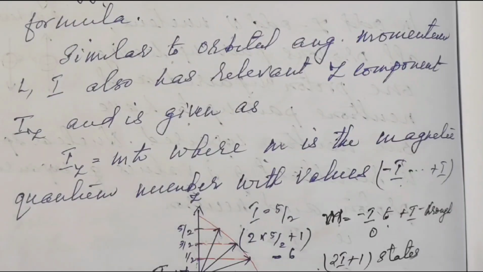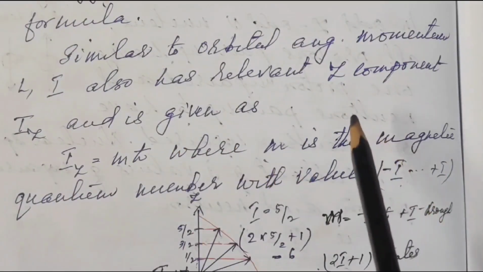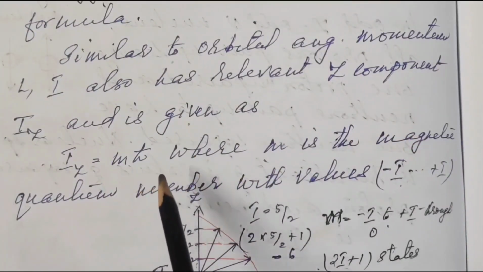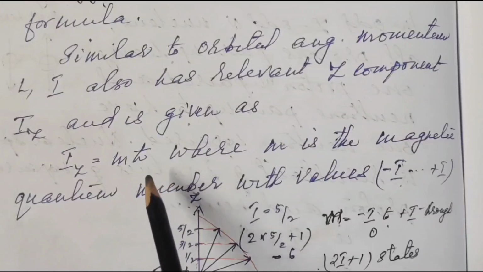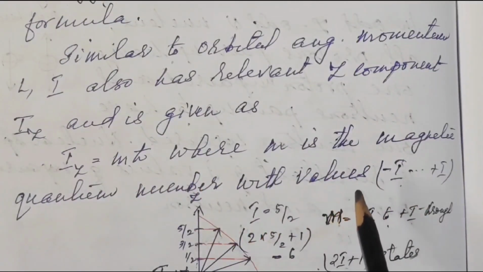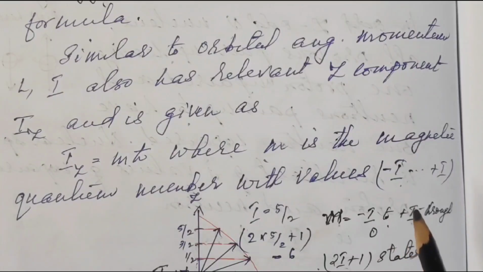Similar to orbital angular momentum, nuclear spin I also has a relevant z component Iz, and it is given as Iz is equal to m h cut. H cut is the unit. M is the magnetic quantum number with values from minus I to plus I through 0. So if we consider this variation, there will be 2I plus 1 orientations.